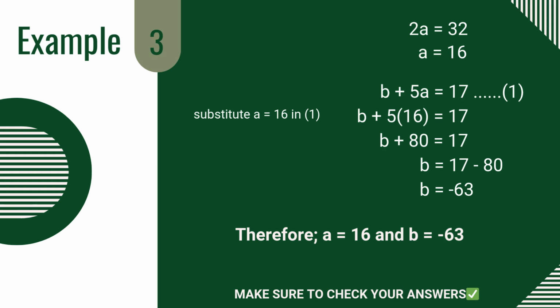Since we've gotten our value for a, we'll now substitute 16 for a, in either equation 1 or equation 2. I chose equation 1. Let's proceed. Equation 1 is b plus 5a equals 17. Substituting, we have b plus 5, now instead of a, we put 16, all equal to 17. Now, we have b plus 5 times 16 is 80, all equals 17. Now, we take the 80 to the right-hand side of the equation and it changes to negative 80. And 17 minus 80 is equals minus 63. So our answers are a equals 16 and b equals minus 63. Remember to always check your answers to prove that they are correct.